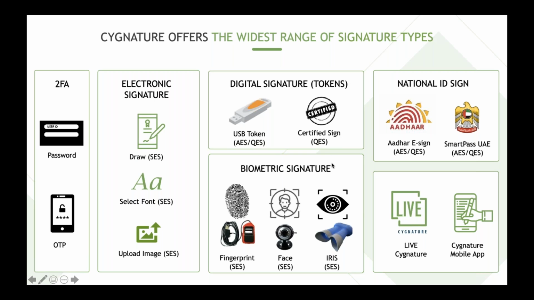The unique type of signature we have here is the biometric signature, where you can sign the documents using your thumbprint, your face or iris. Also, one of our USPs is that you can sign documents using the Aadhaar number. In India, it is basically applicable. You can sign documents using the Aadhaar e-sign.